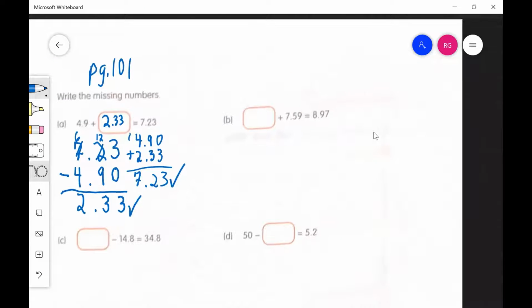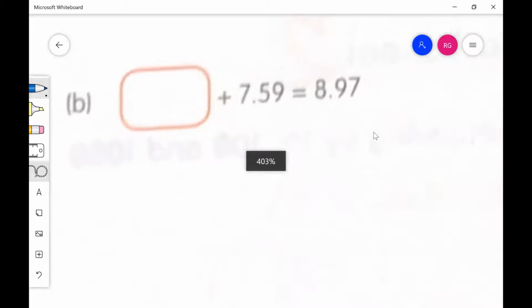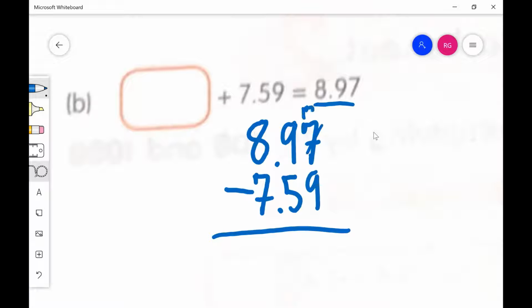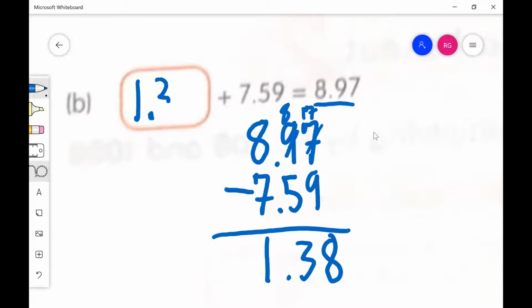And let's do B this time. We'll move horizontally. Again, I could subtract. I need to take 8.97 minus 7.59. So I borrow, I get 17 here. And then that's 8, 3, and 1.38 should be the missing number there. So make sure you have 1.38.